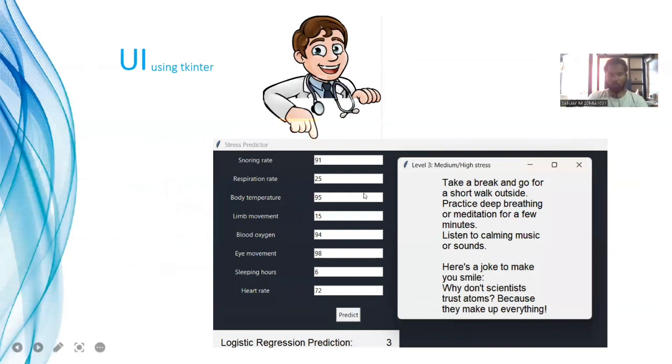This is the UI that we have developed. Manually, we can enter the snoring rate, respiration rate, and all parameter values here. Once clicking on predict, we can see which level of stress the person has. For prediction, logistic regression will be useful. Any regressor algorithms will be very useful for predicting. It gives a solution for the user and a joke for relaxation.